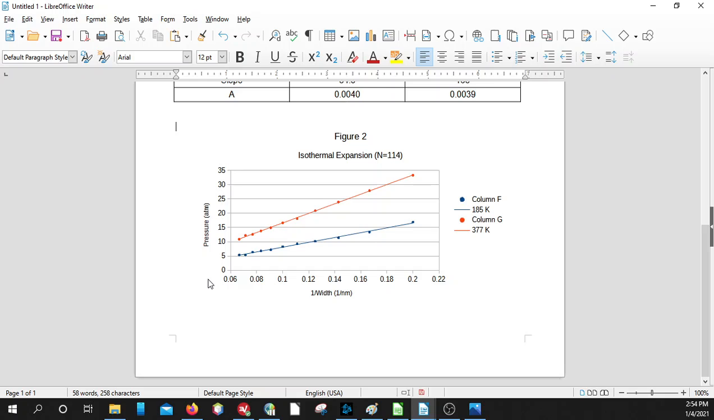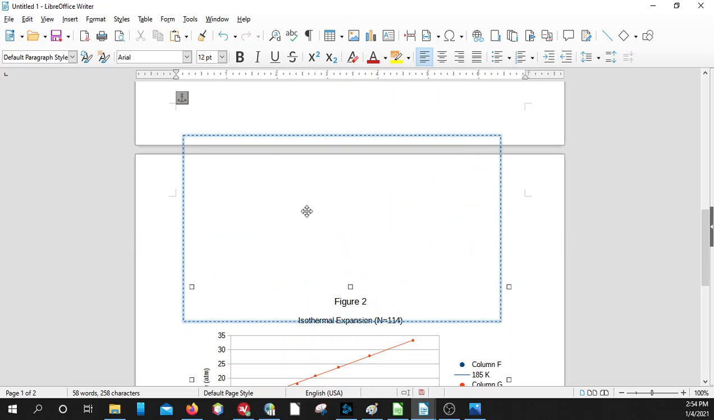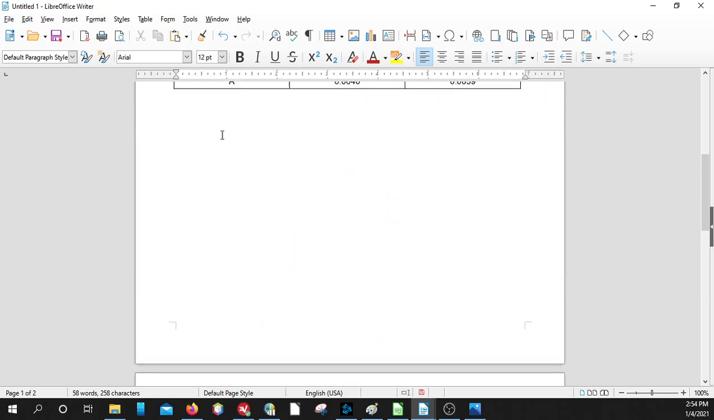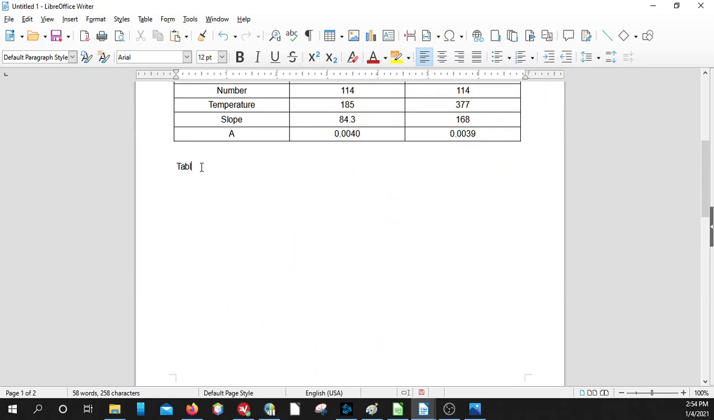I'll leave this down here. Here, let's put table 3 up here. We'll call this ideal gas law constant. So you're going to have 3 values. Like here I just have 2. 0.0040, 0.0039. And again, those numbers would have to change.